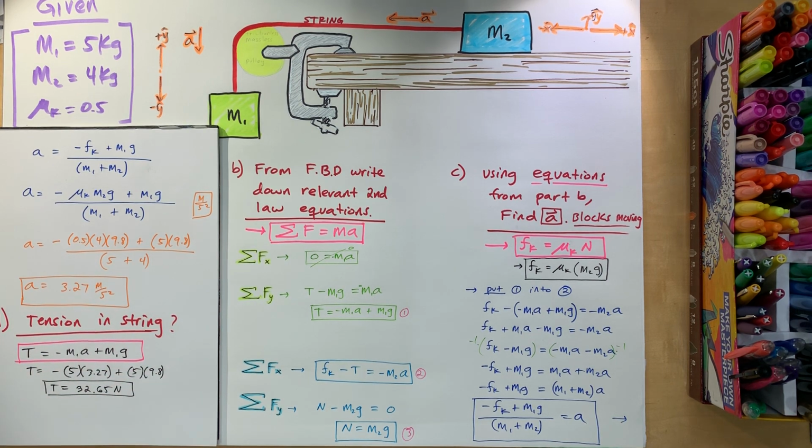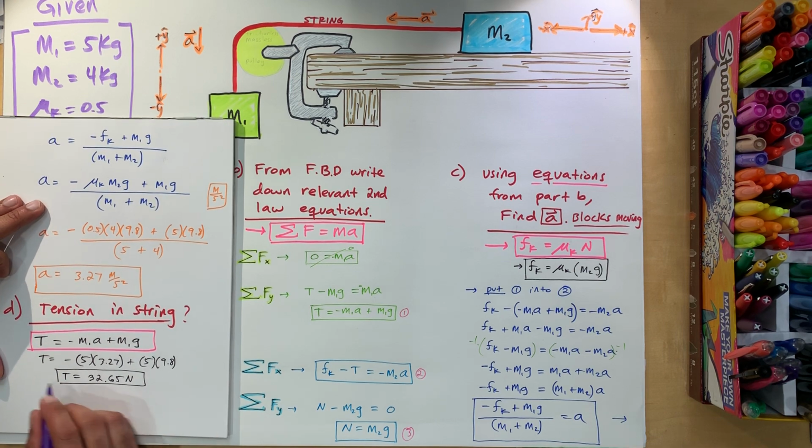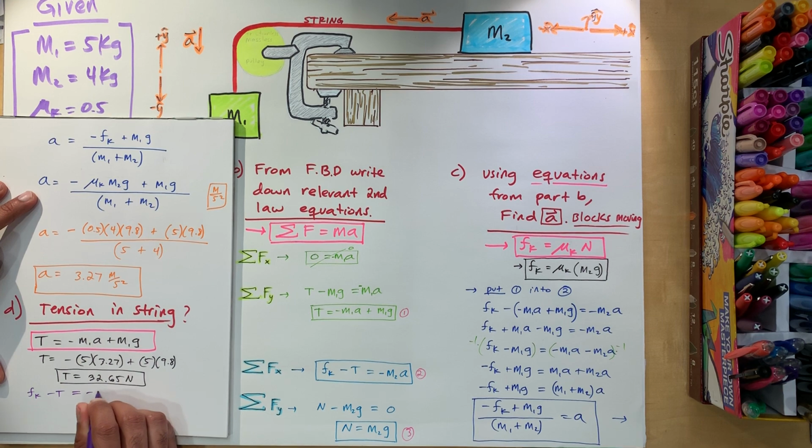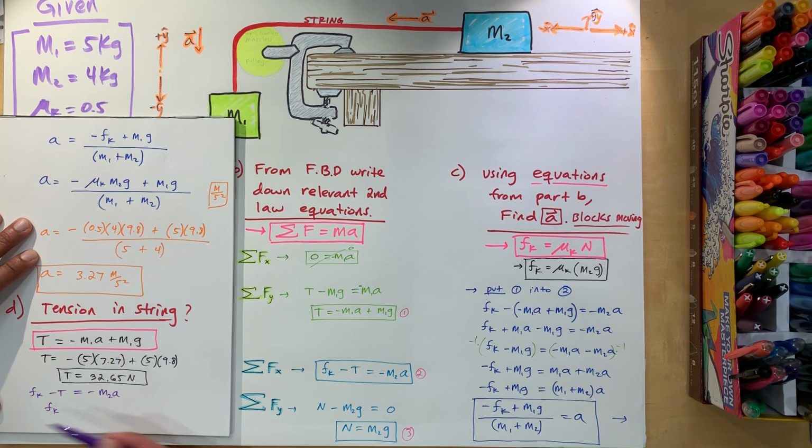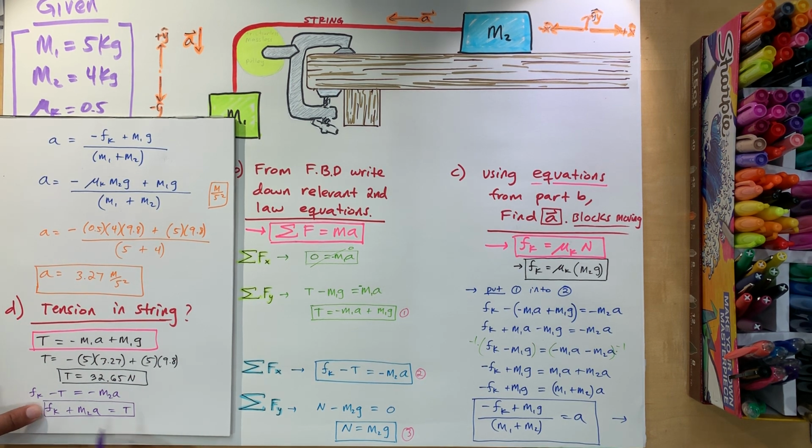We could have used this one, or we could have used this one here. So if we have that, we have friction kinetic minus T equal to negative M2A. We gotta solve for T. So I think I'm gonna put the T on this side to make it positive and move this to the other side. So friction kinetic, I'm gonna move this to the left side, so that's plus M2A. And now tension, I'm gonna move to the right side. It's negative, so it's gonna be positive. And here, this equation here, right? We know friction kinetic is mu K M2G plus M2G equals tension.